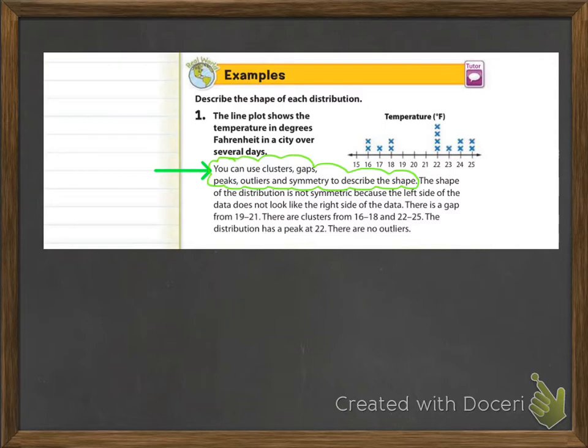If you look at this first example, the line plot, you'll notice first of all that it is not symmetric because both sides are not the same. You'll notice there are more X's on the right-hand side of the graph than on the left-hand side. So when you're describing the shape of a distribution, you want to use those vocabulary words that we talked about at the front, which were clusters, gaps, peaks, outliers, and symmetry.